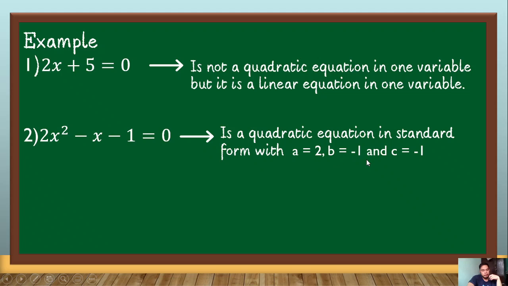And b is equal to negative 1. Since we only have one x here. And the sign before x is minus. So it means b is equal to negative 1. And c is equal to negative 1. Okay, since our constant is 1 and the sign before the constant is negative, therefore c is equal to negative 1.